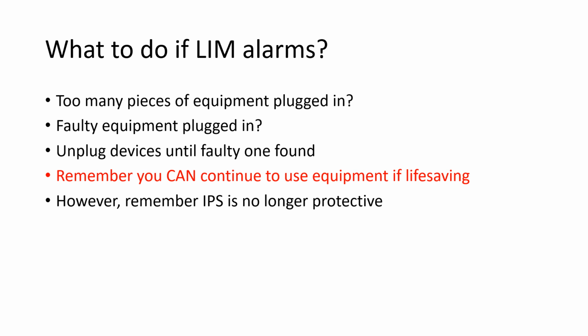However, remember, you can continue to use the equipment if it is life-saving. So, for example, if you're on cardiopulmonary bypass, you can leave the machine plugged in even if the line isolation monitor is alarming. Again, the line isolation monitor does not indicate that anyone's being shocked, just the potential for shock. But remember, if you do keep using the equipment with the line isolation monitor alarming, the isolated power system is no longer protective.